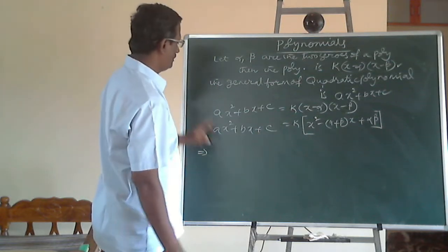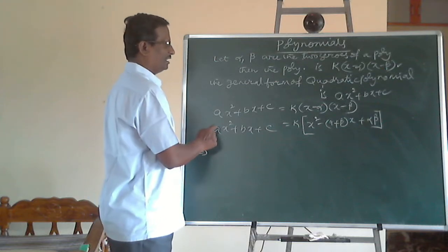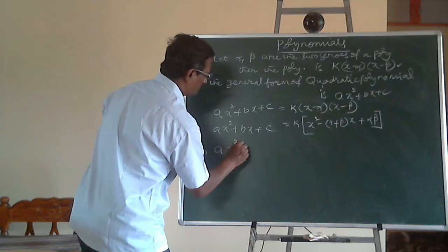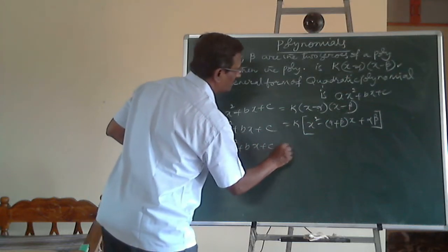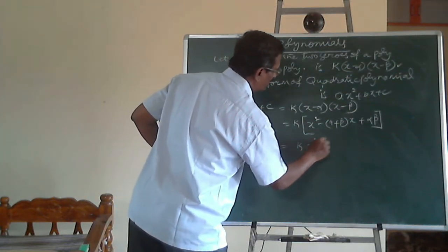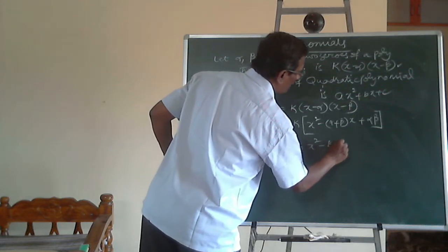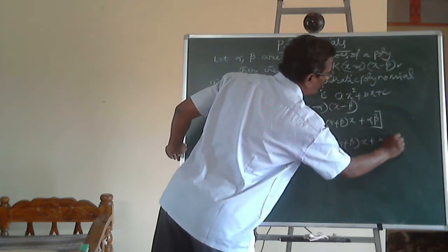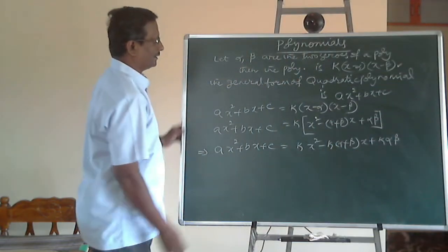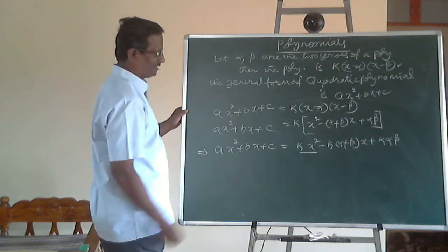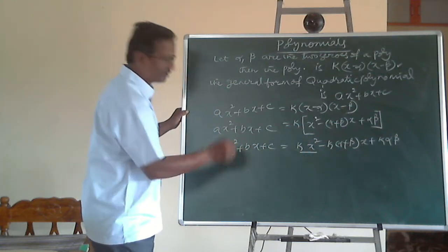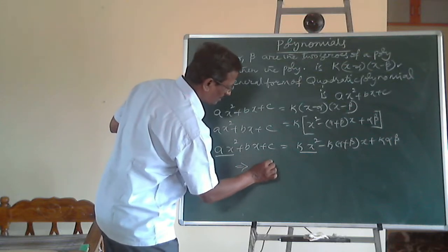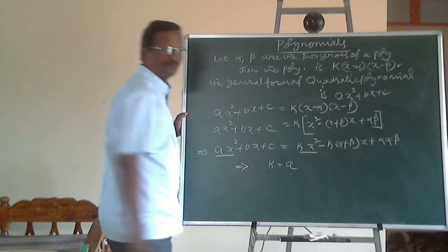Now again let's write ax square plus bx plus c. Now, what is the coefficient of x square? Here it is a. On multiplying, ax square plus bx plus c is equal to k into x square minus k into alpha plus beta into x plus k into alpha beta. Here the coefficient of x square is a, and here the coefficient of x square is k. This implies k is equal to a.